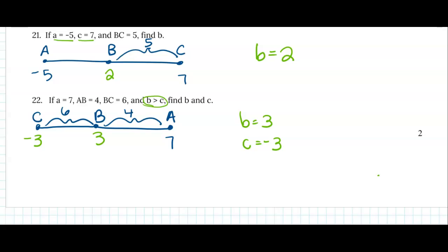Then I can say, okay, well, from 7 to B is a distance of 4, so 7 minus 4 is 3. And then going another 6 down gets me to -3 for C. You could also think 6 and 4 is 10, so a distance of 10 from A would give you -3 as well.